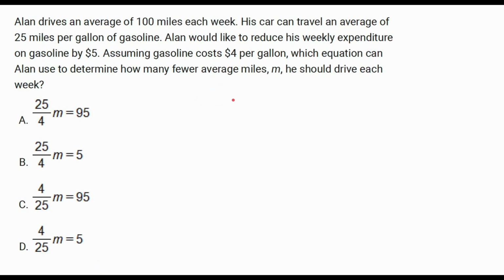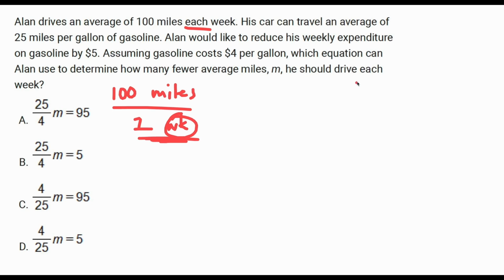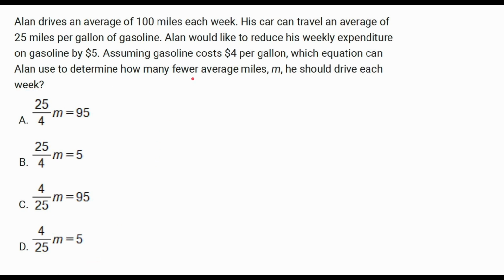So let's just first identify all of the different rates that we have in here. Starting at the beginning, Alan drives an average of 100 miles each week. Now, the word each might make you think that this is a rate, but really we're not looking at something that takes place over many weeks. So if we were to write 100 miles per 1 week, this would never actually help us convert to anything, because this problem is only looking at the scope of a single week. So we don't need to use it to convert between multiple weeks.